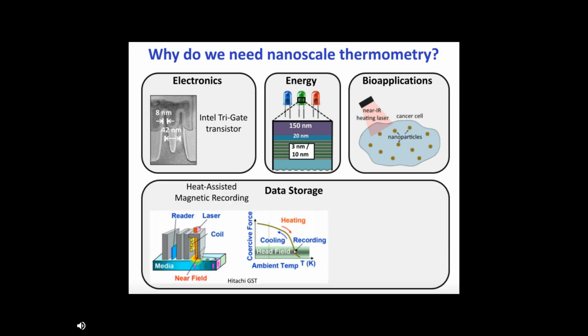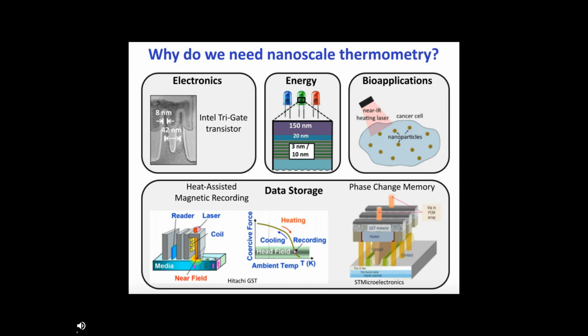Another place where controlled localized heating can be beneficial is in some next-generation data storage technologies. One example here is heat-assisted magnetic recording, where localized heating is used to temporarily change the magnetic properties of the recording medium. Another example is phase change memory, where Joule heating is used to switch a nanoscale amount of a phase change material between two different states. Next, to understand how specifically the inability to measure temperature limits some of these technologies, I'll discuss a couple examples in more detail.